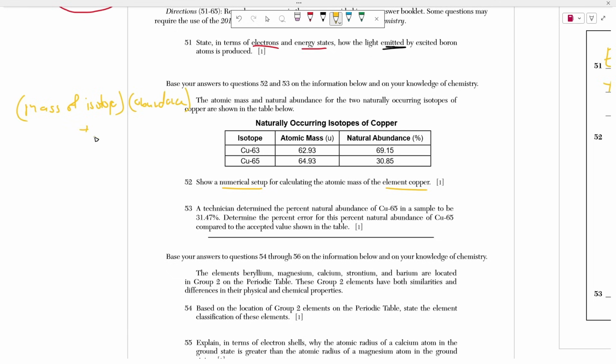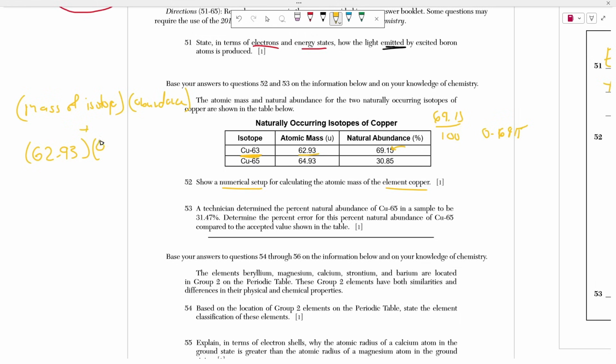And then you sum it all up together. So we see here how Cu-63 is an isotope of copper. It has a mass of 62.93. So I'm going to take the mass of the isotope, 62.93, and multiply it by the abundance, which is 69.15%. Obviously, if you want to multiply a percent by a regular number, you need to convert the percent into a number by dividing by 100. So 69.15 divided by 100 is equal to 0.6915.